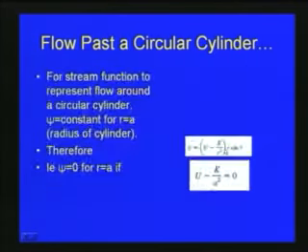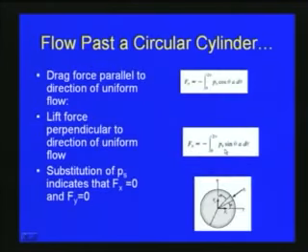So, with reference to this, we can get the drag force, which is parallel to the direction of uniform flow, as Fx is equal to minus integral 0 to 2 pi Ps cos theta a d theta, and the lift force perpendicular to the direction of uniform flow as Fy is equal to minus integral 0 to 2 pi Ps sin theta a d theta.